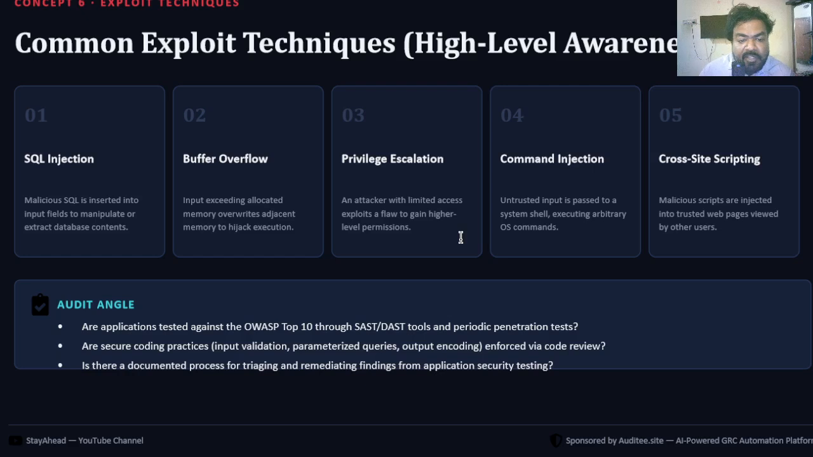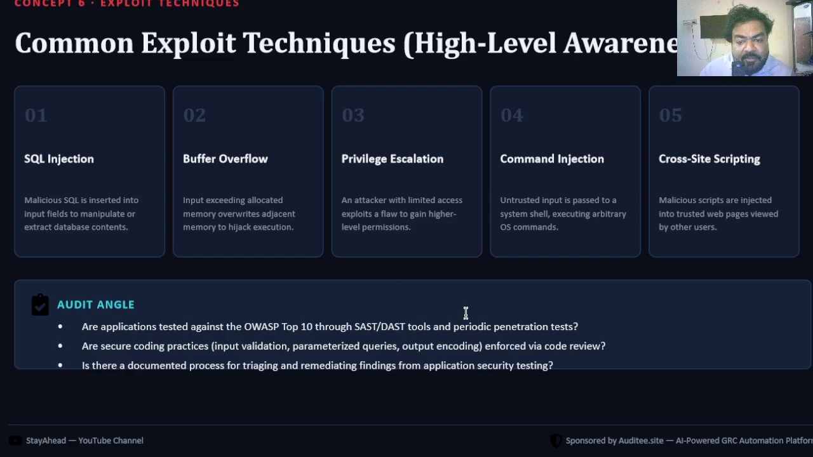Privilege escalation is exactly what it sounds like, going from limited access to admin level access by exploiting a flaw. Command injection lets an attacker pass malicious input straight into a system shell, running their own commands. And cross-site scripting, or XSS, injects malicious scripts into trusted web pages that other users then unknowingly execute in their browser.